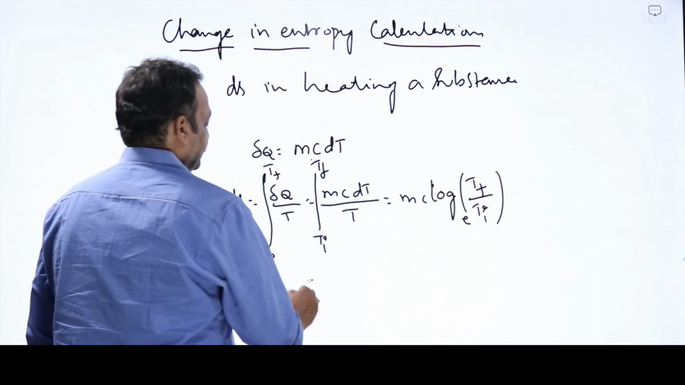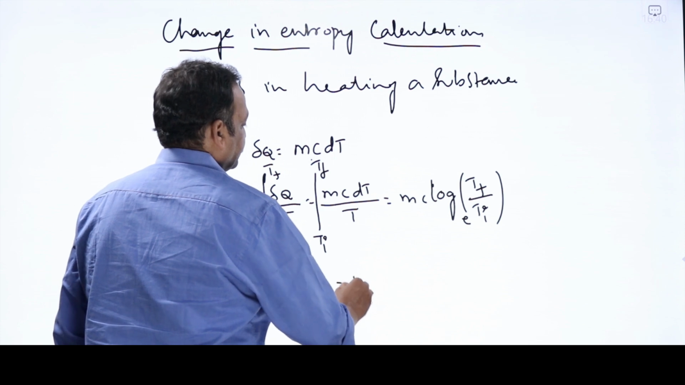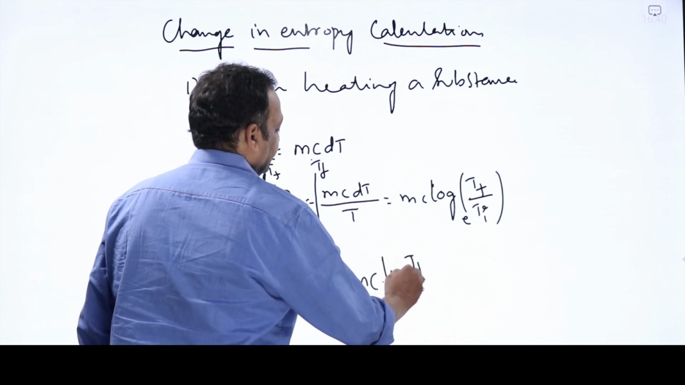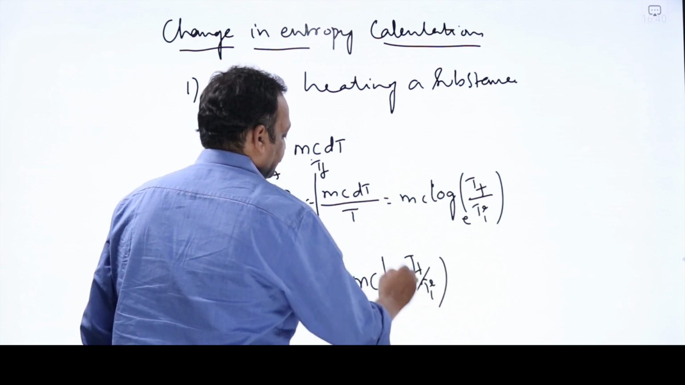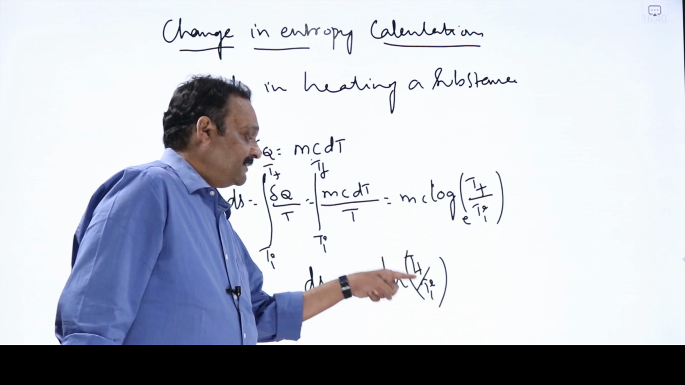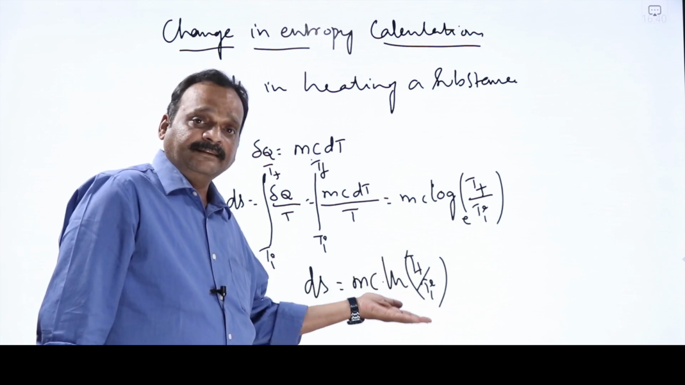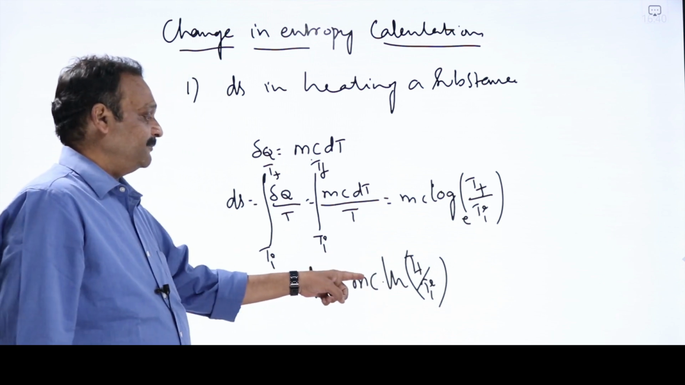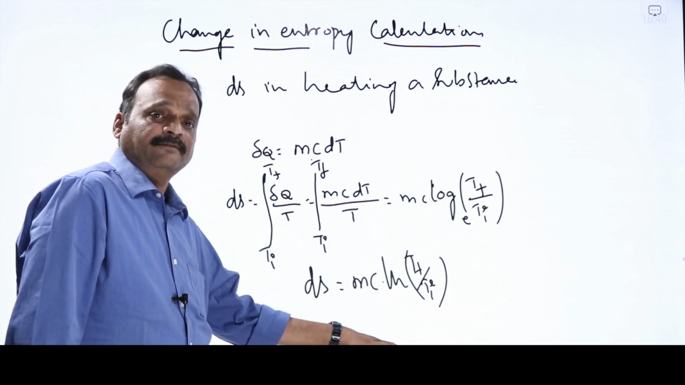So this is the change in entropy in heating a substance: mC ln Tf by Ti, natural log. Tf is the final temperature. If the final temperature is less than the initial temperature, it means cooling the substance. Log of a smaller quantity by a bigger quantity gives dS negative, which means the system's entropy is decreasing when you are cooling the substance.